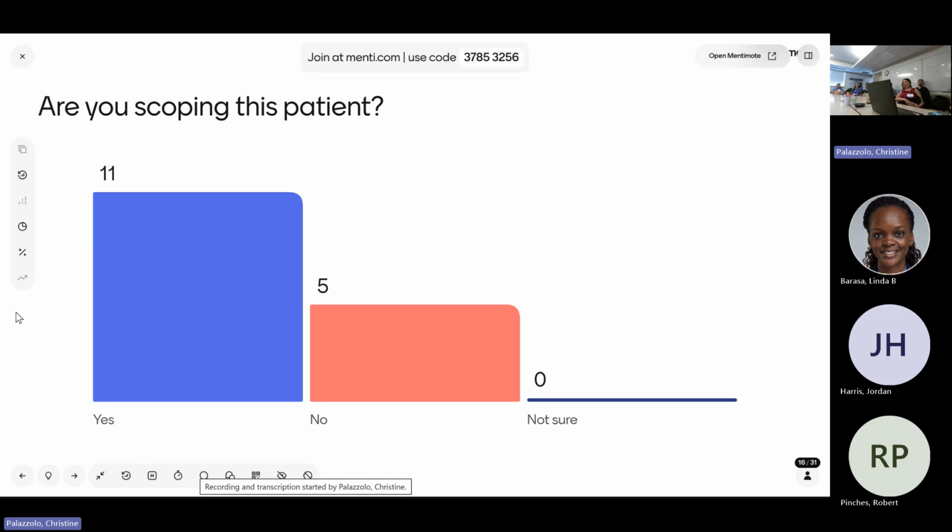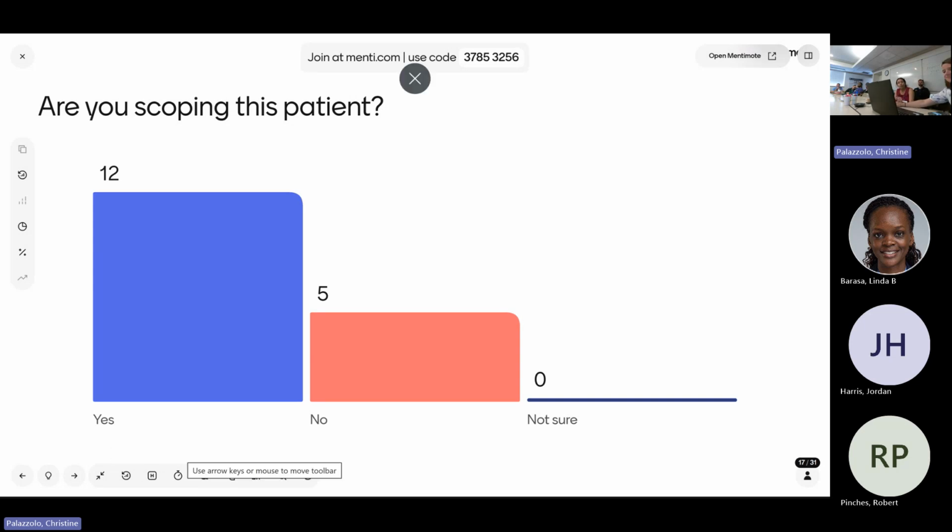Okay to say you're not sure, but I appreciate the commitment. All right, so majority of you want to scope her. 5 people said no. For the 5 people who said no, what's making you hesitant to scope her? Yes, she's 90. That's scary for sure. Her comorbid medical conditions, she's a very, very complicated medical patient for sure.